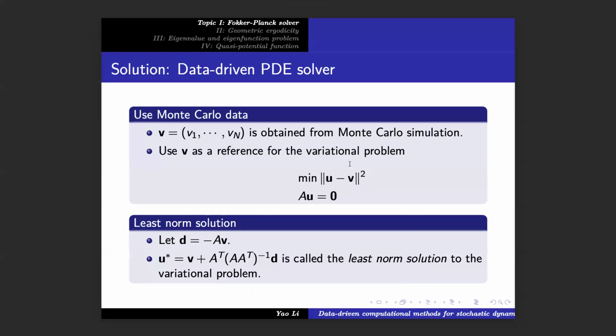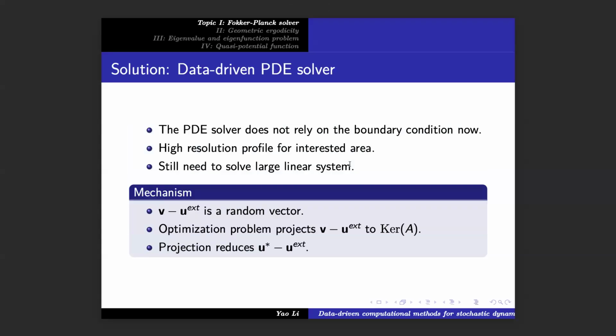And then you can see that the least norm solution has much better quality than if you just use numerical PDE or Monte Carlo itself. Why? Because with numerical PDE, if you really do it, you can see that there are lots of difficulties coming from, for example, the boundary conditions. Okay, so then you get the first improvement: you have this data-driven PDE solver that does not rely on boundary conditions, because what is the boundary condition of Fokker-Planck?